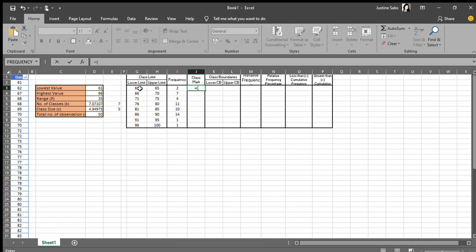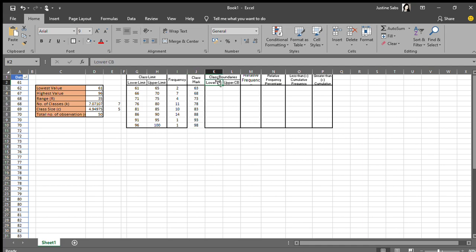So, kunwari, add natin yung item from 61 plus 65. After getting the sum, you have to divide it by 2. So, I would highlight 61 plus 65, then close parenthesis, divide it by 2. So, the middle value for 61 and 65 is 63. So, since I have formula here, drag ko na rin lang po yun hanggang dun sa 95 to 100 na class interval to fill in the portion for class mark.